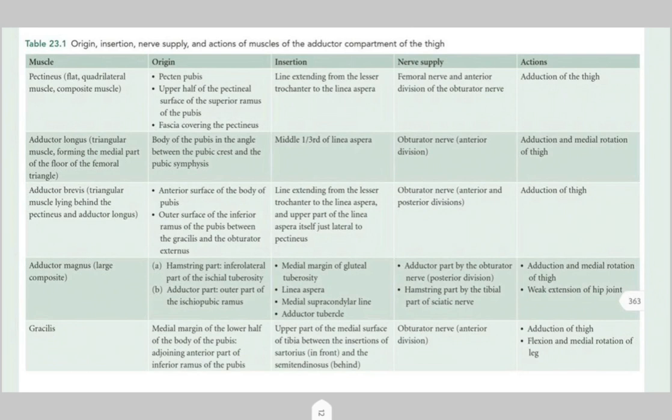So we are done with the muscles. There are 6 muscles: pectineus, adductor longus, adductor brevis, adductor magnus, gracilis, and also obturator externus. Okay.